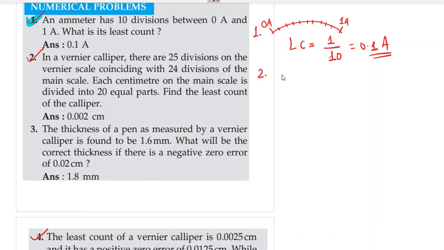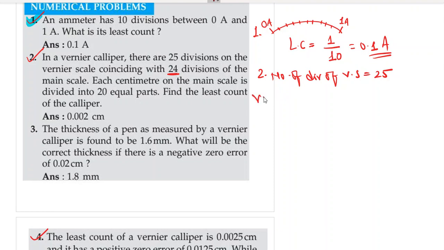Second question is, in a vernier calipers there are 25 divisions on vernier scale coinciding with 24 divisions on the main scale. So number of divisions on vernier scale is equal to 25. They are coinciding with 24 divisions, that is but natural. That has nothing to do with the formula for finding least count. Now what they are saying is each centimeter on the main scale is divided into 20 equal parts.